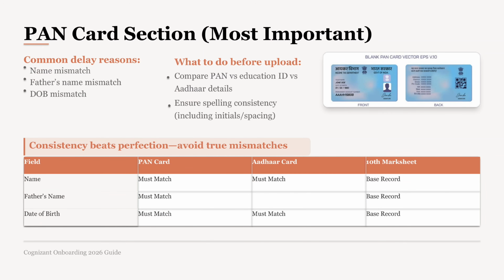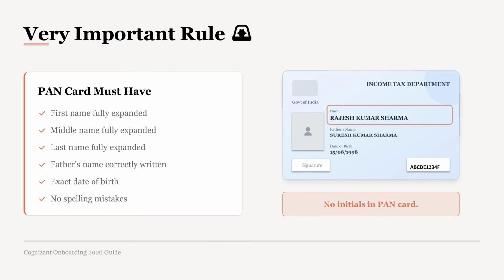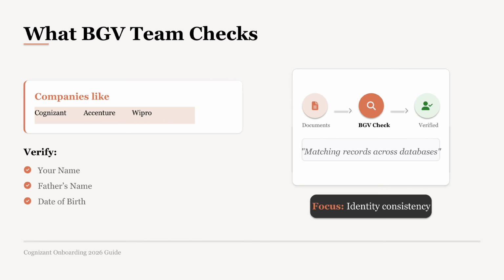Now coming to PAN card verification, companies like Cognizant, Accenture and Wipro mainly verify your name, your father's name and your date of birth. They focus on identity consistency, not name order format. And a very important rule: make sure your first name, middle name and last name are fully expanded in your PAN card, and no initials are mentioned in your PAN card. Your father's name should also be correctly expanded. Your date of birth must match exactly with all the documents that you have shared. There should not be any spelling mistake there.